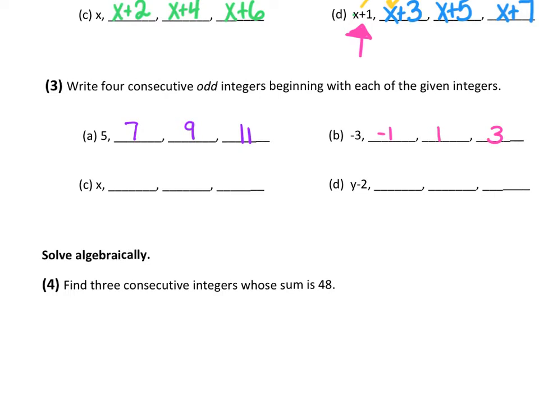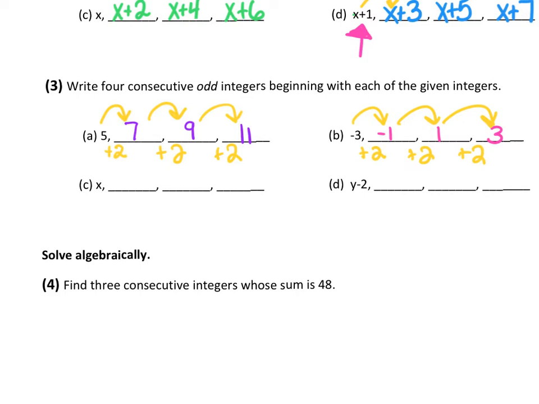So what is happening? How are we getting from 5 to 7? We're adding 2. And again, this time we're skipping over the next even integer and we're going to the next odd. So we're adding 2. We're going to continue to add 2 every time we want a new odd integer. Same thing is happening over here. We're adding 2 every time we go to a new odd number.